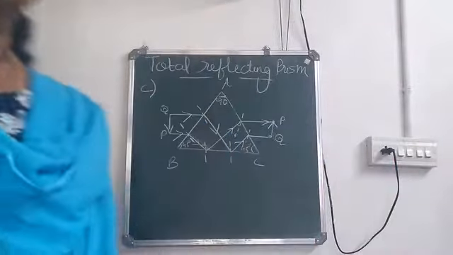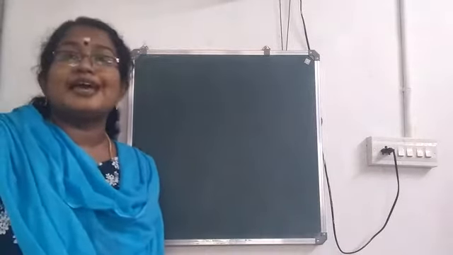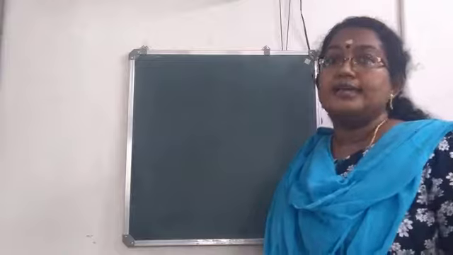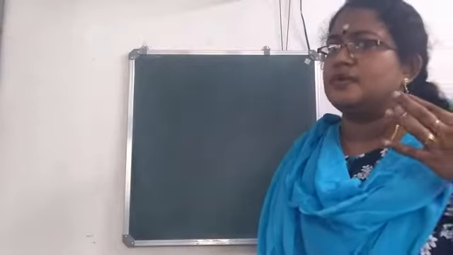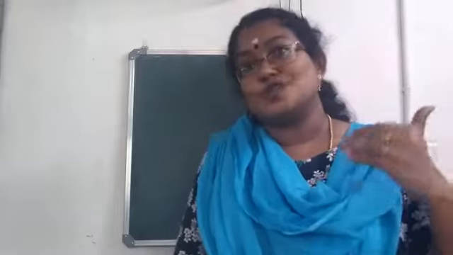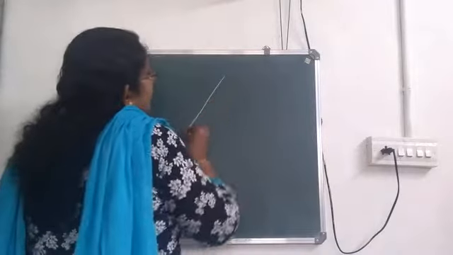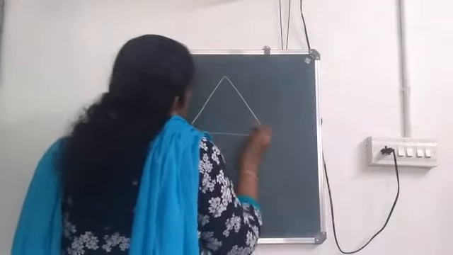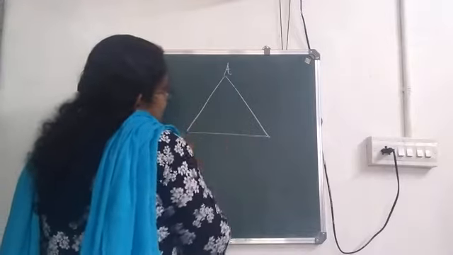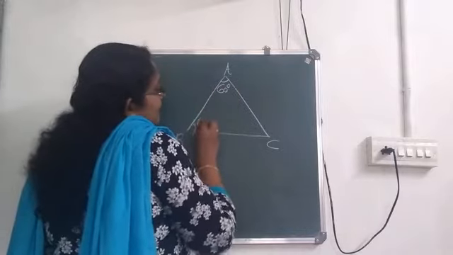So is it clear? Now the next one is total internal reflection through an equilateral prism. So what is the specialty? All the angles will be 60 degree each. In the previous case it was 90, 45, 45. That was the right angle isosceles prism. In this case it will be 60 degree each. So A, B, C, anyway the sum of all the angles should be 180 degree.